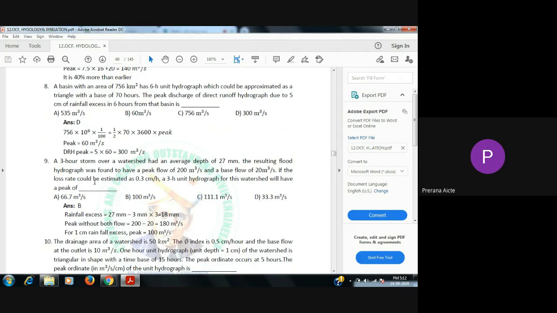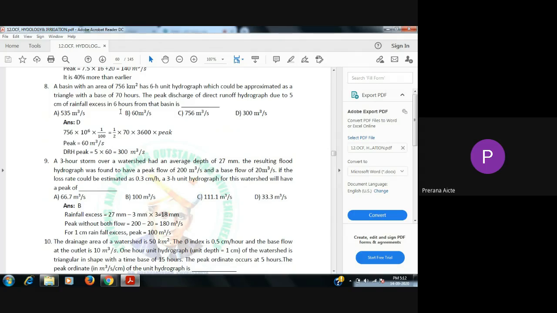So here's the problem once again. A basin with an area of 756 square kilometers has a 6-hour unit hydrograph, which could be approximated as a triangle, again triangle in shape. The peak discharge of a direct runoff hydrograph due to 5 centimeter of rainfall excess in 6 hours from that catchment is. See, whenever the unit hydrograph means 1 centimeter effective rainfall, if we draw the triangle, right?